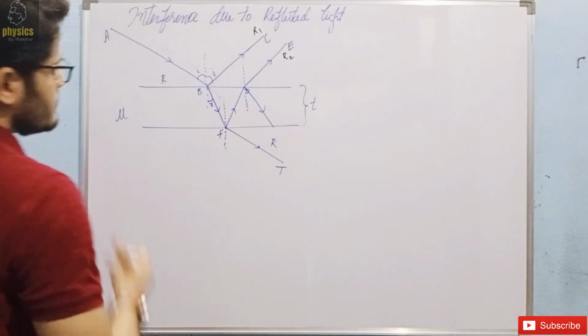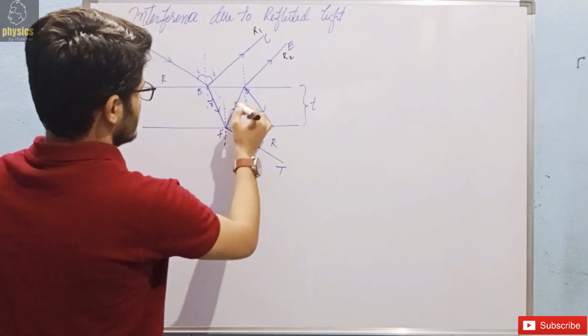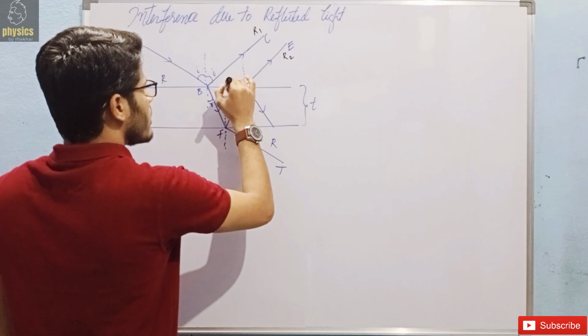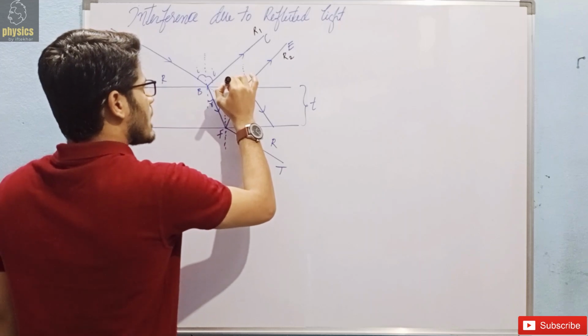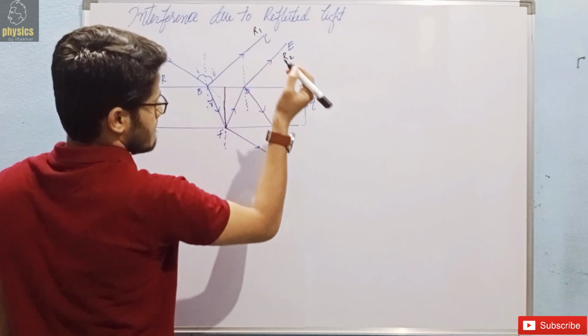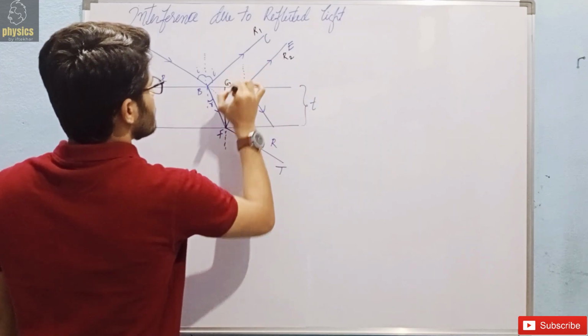And now the naming. I will be using this point for the geometrical calculation of the distance. This is my point G.